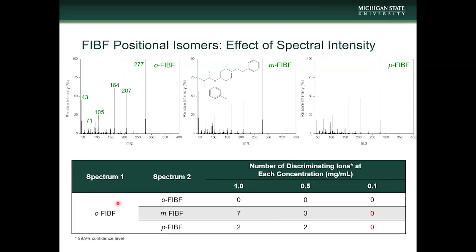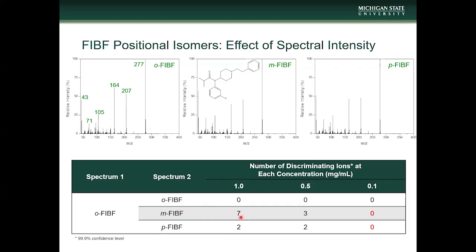So looking at spectral intensity for these positional isomers, for this concentration study, we again prepared the isomers at 1, 0.5, and 0.1 mg per mL. We collected the spectra and did the comparisons to evaluate how the discrimination is affected as that spectral intensity decreases. So first of all, for ortho FIBF to the other 3 isomers, at 1 mg per mL, we have association of ortho and ortho as we might expect. And then ortho to meta, we have 7 discriminating ions, and ortho to para, we have 2 discriminating ions.